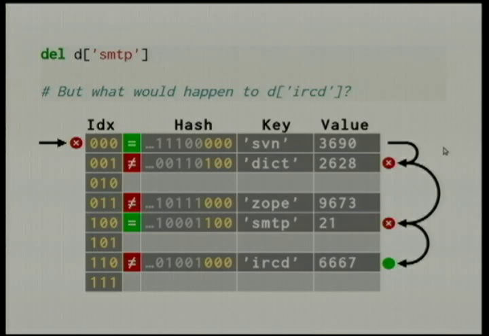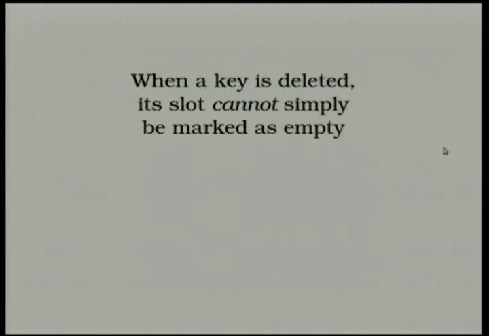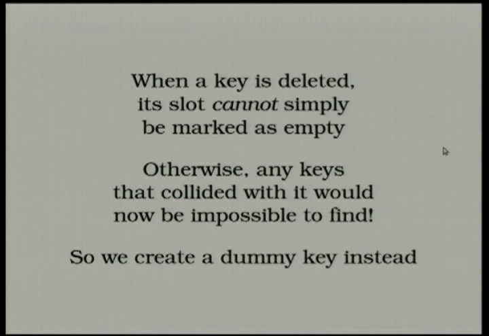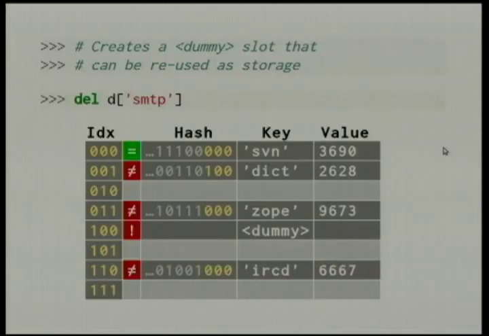If we were to mark the SMTP row as empty and blank, then the search for IRCD would terminate there, and we would lose the key and value that are stored way off in location 110. So when a key is deleted, its slot can't simply be marked as empty. Otherwise, any keys that collided with it and got sent off elsewhere would be lost because searches would terminate immediately upon reaching the slot. So we create something called a dummy key instead.